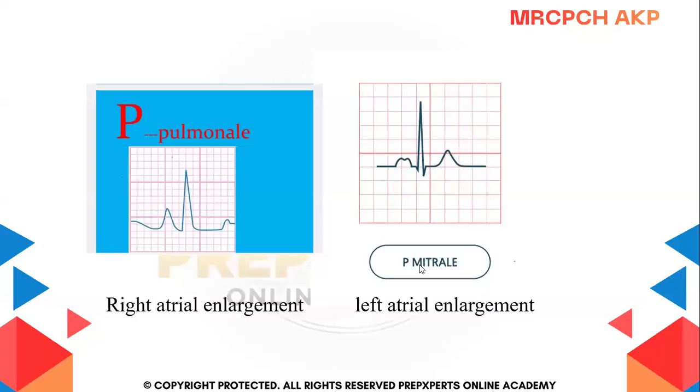And then again, P mitral, the mitral valve is present on the left side. So for the memorization part, I am just telling you how to memorize this one. So again, this P wave we call a bifid P wave, or a P wave which has a notch in it. You can see, okay? We call it bifid, notched P wave, also P mitral, and it shows us left atrial enlargement.